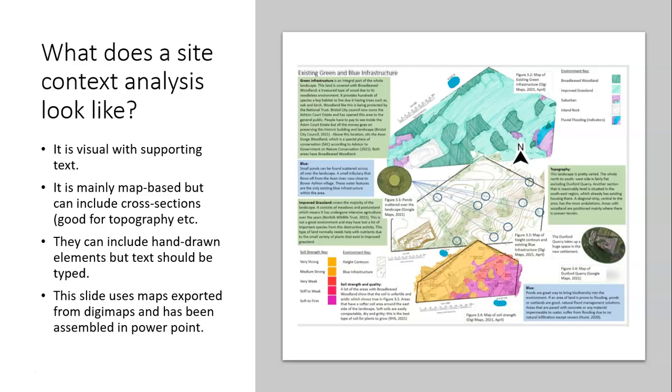You can hand draw your visuals, or in this case, this is a map that's been exported and then coloured in by hand, but all the text that you include should be typed for clarity. The way that this particular sheet here has been assembled is by exporting maps from Digimaps, colouring them in, annotating them, and adding text boxes. And this has all been assembled in PowerPoint. Again, this is something that we'll show you how to do in your IT sessions, and there'll be supporting videos that you can refer to when the time comes for you to work on yours.